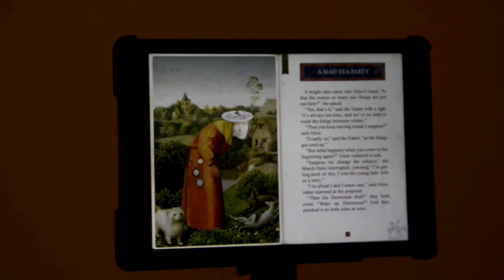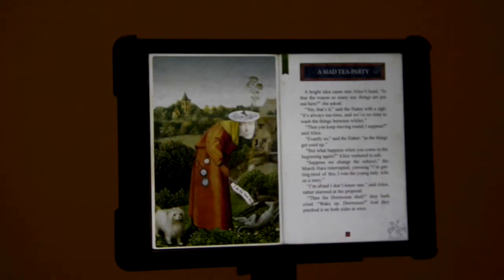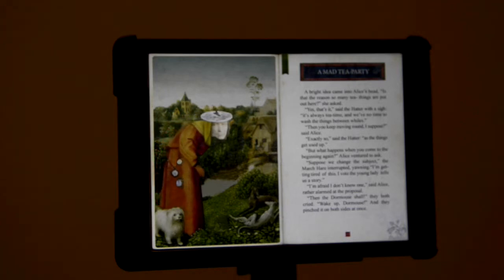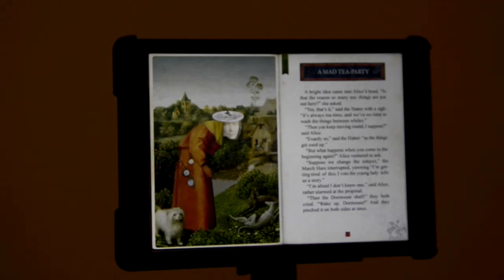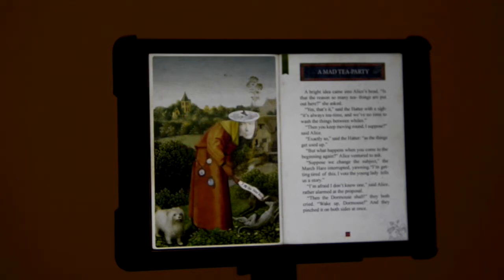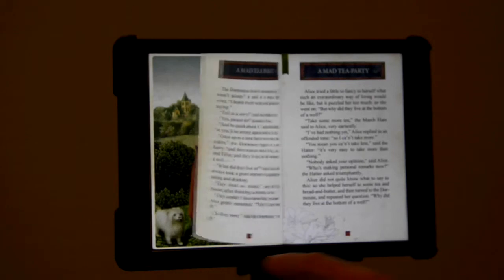She asked. That's it, said the Hatter with a sigh. It's always tea time, and we've no time to wash the things between whiles. Then you keep moving round, I suppose, said Alice. Exactly so, said the Hatter, as the things get used up.